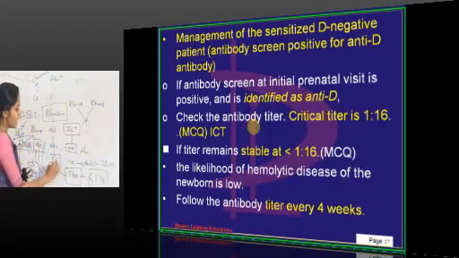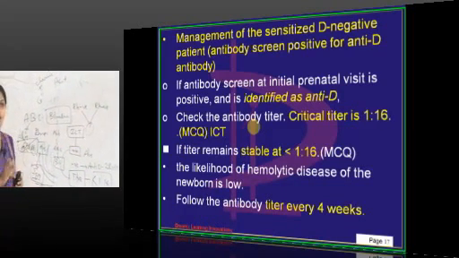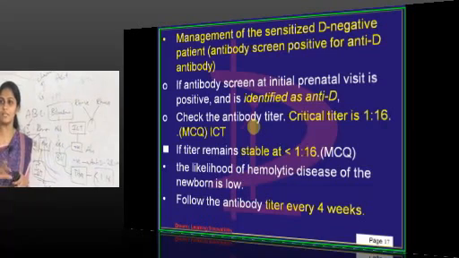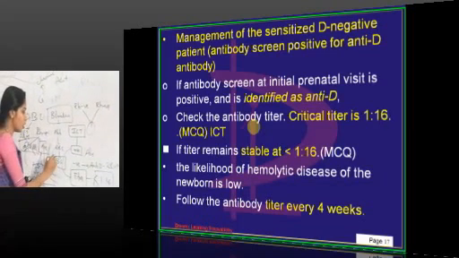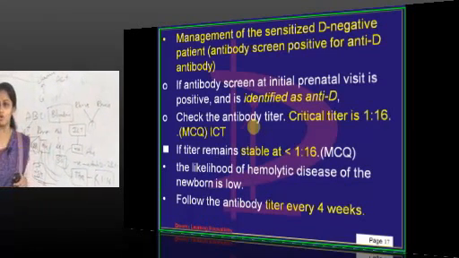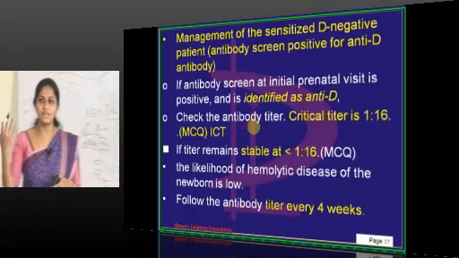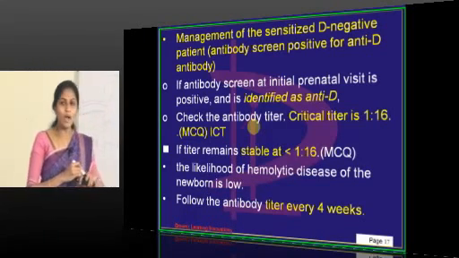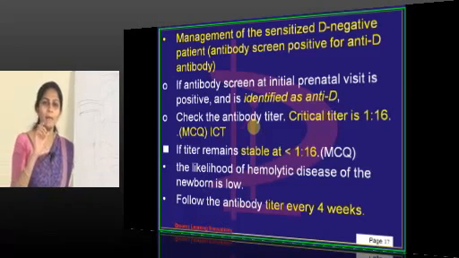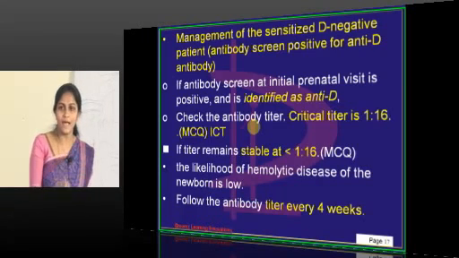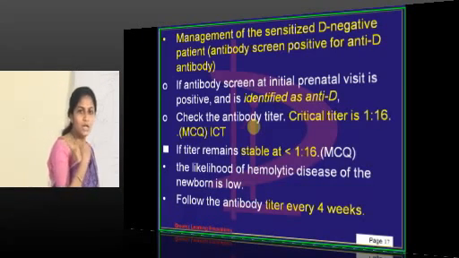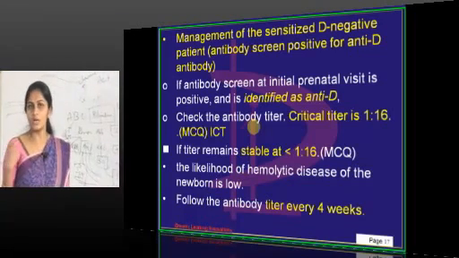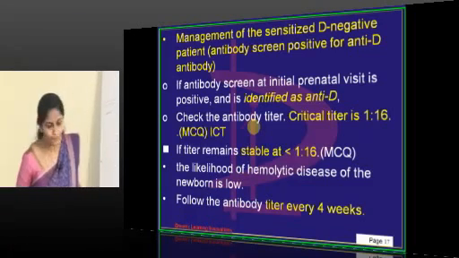Now what will I do? If the antibody titer is very high, it means more antibodies, more RBC damage, more bilirubin. So the amount of bilirubin gives me a clue how much damage is there inside the mother. I am going to measure that bilirubin. How? I will do an amniocentesis. From the amniotic fluid, I am going to take the bilirubin. That is what we call amniocentesis.